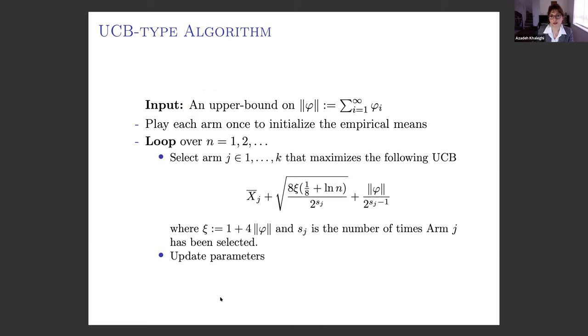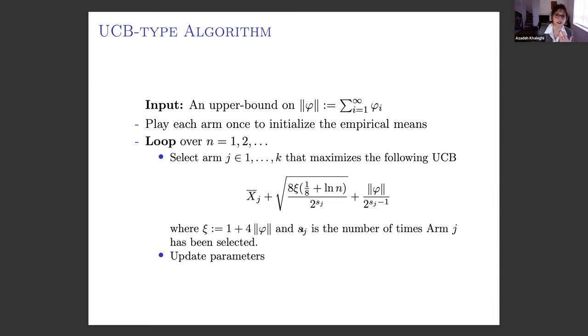Now, how does the algorithm work? So start with some initialization. For example, you could start by sampling each arm once. And then at every round after that, you select the arm which maximizes the following upper confidence bound. This is a result of the Hoeffding type inequality for phi mixing. Now, once you sample that arm, then stick with it for a certain number of time steps, which I call S sub J. So S sub J is the number of times that arm has been selected so far.